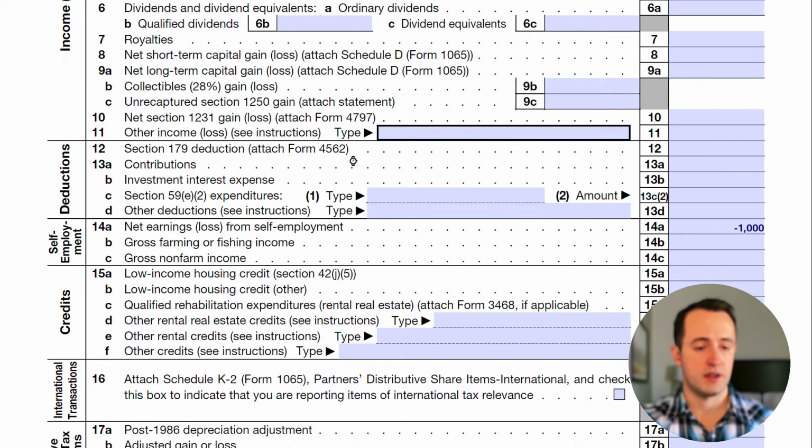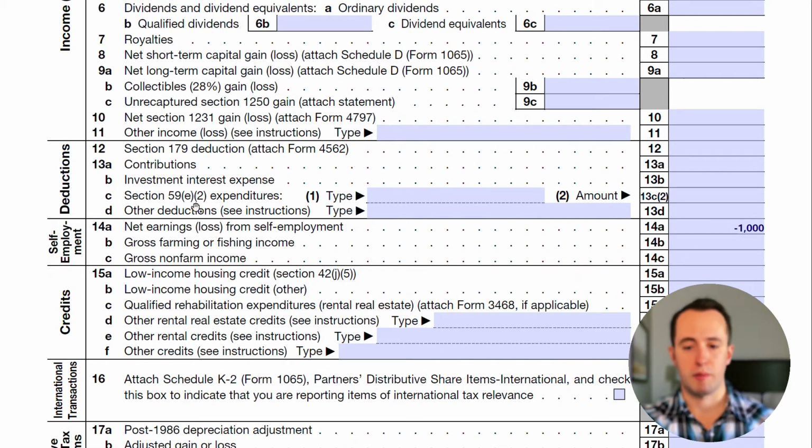Continuing down here, deductions. A lot of this is not going to be applicable for the majority of people here. So you're basically going to take item 1 at the top of the page and drop it down into 14a, which is going to be the net earnings or loss from self-employment. In this situation, it's going to be negative $1,000 for the partnership as a whole.